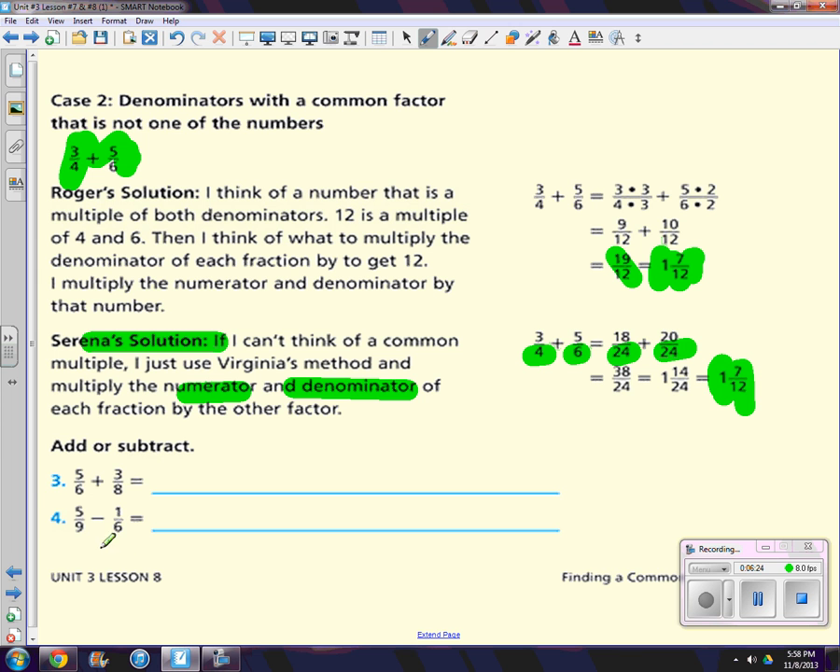Let's just do one more of these, and let's do number 3 here. Probably shouldn't highlight it. Let's isolate it.